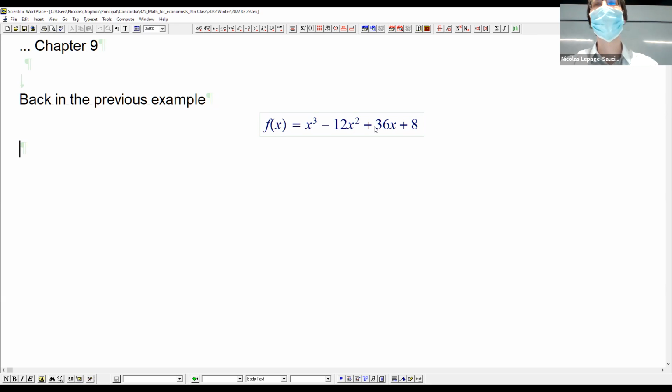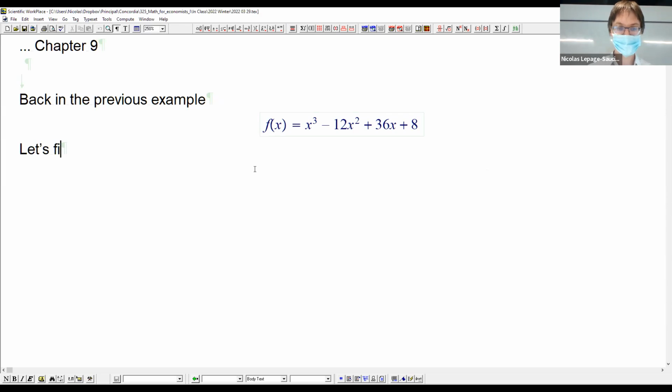How do we find critical values? People at home, maybe? Do you remember how we do that? I just did. I just told you. Oh, yes, thank you. Find the first derivative equal to 0. Thank you very much. So yes, indeed, that's the first step.